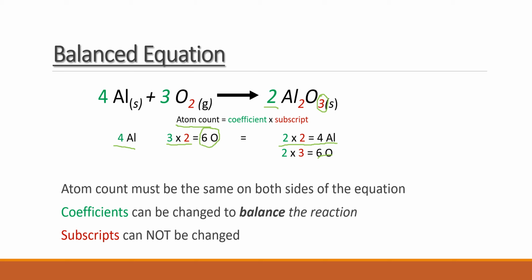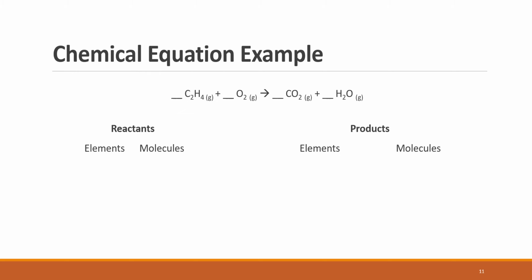What you can do is change the amount of the compound that's already in there by adding more of it. That's what the coefficients represent. The subscripts, you're going to be changing the compound itself. So be very careful with that. The next 2 slides are some examples and practice for balancing chemical equations.